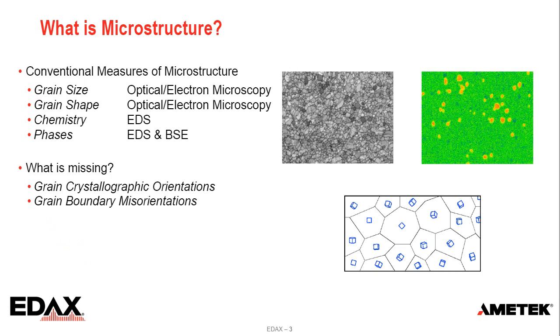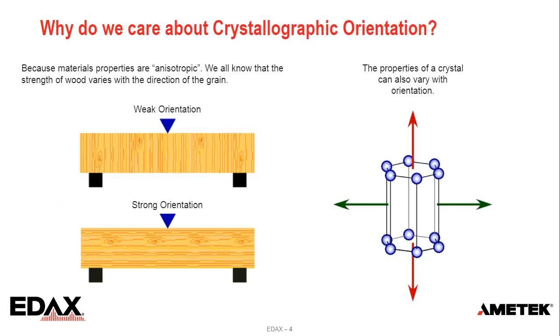So what is microstructure? People who look at perovskite films come from a couple of different directions, but conventionally we think of microstructure in terms of things like grain size and shape, chemistry, phases. And from an EBSD perspective, the information that's missing is crystallographic orientation. And then when you have different crystals coming together, we end up with grain boundaries or crystallographic misorientations. And so that's the information that EBSD starts to bring to the table when we talk about characterization. So why do we care about crystallographic orientation?